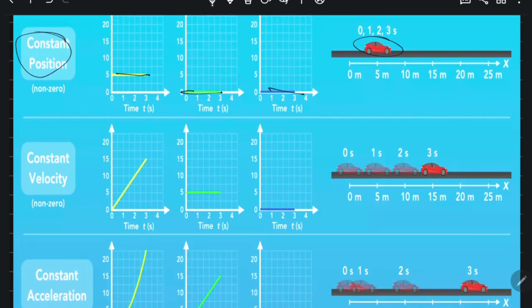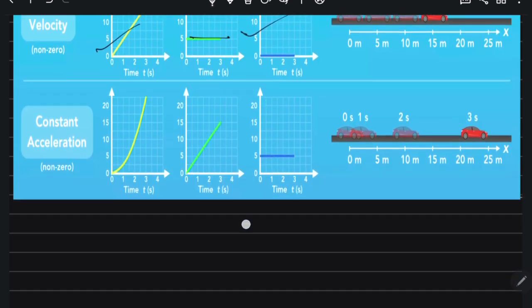Second condition, they are moving with constant velocity. Means at 0 second, 0 meter; first second they move 5 meter, second 10 meter, third second 15 meter. So in their position time graph, they are moving linearly, right? And their velocity is constant, and you know, when velocity is constant, their acceleration is 0.